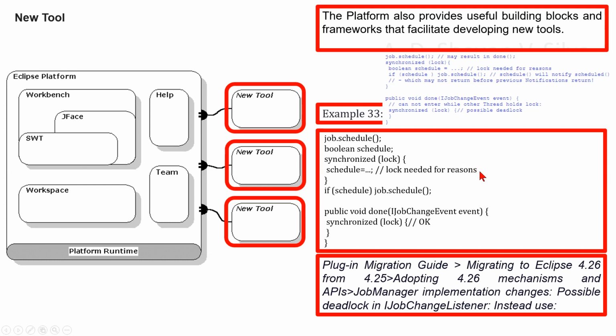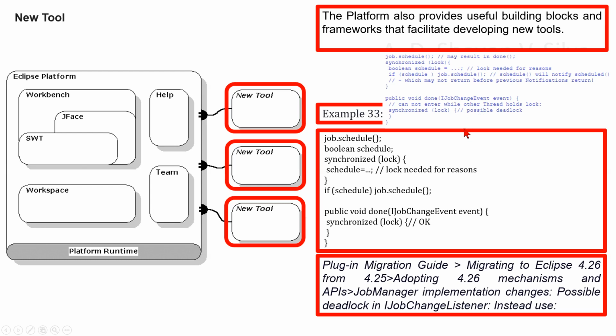Unfortunately, some IJobChangeListeners around rely on the old implementation. They may now deadlock. For example, the following code snippet can now deadlock. Instead, use this. The same problem may occur in all IJobChangeListener methods and all methods that result in IJobChangeEvents being sent.